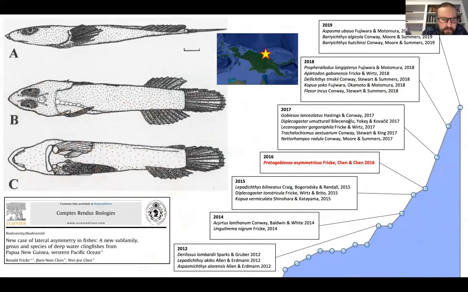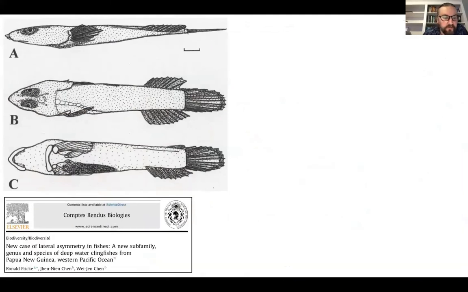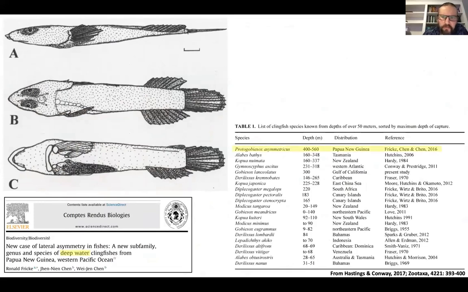Another interesting clingfish that was only described relatively recently is Protogoby esox asymmetricus, and this was described in 2016 by Freaky et al. This is an interesting species because it is actually the deepest clingfish that's been discovered to date. It's known from down to 560 meters in depth. That's really quite deep, if you ask me. Most other clingfishes are really only known from around 5 to 20 meters, but this is kind of the lower limit so far for clingfishes.